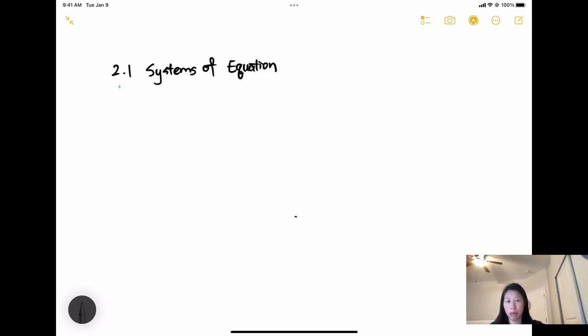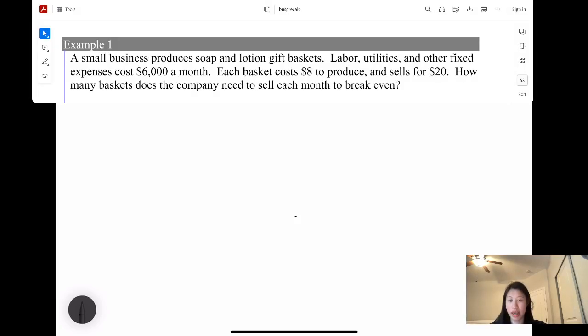Today we're going to talk about systems of equations. So here is an example. A small business produces soap and lotion gift baskets. Rent, utilities, and other fixed expenses cost $6,000 a month. This is going to be our fixed cost.